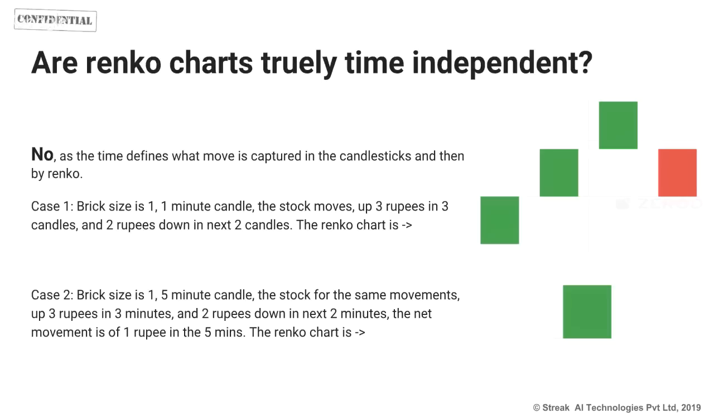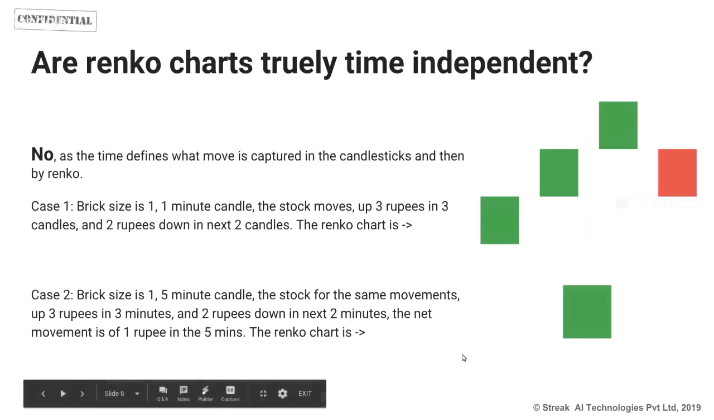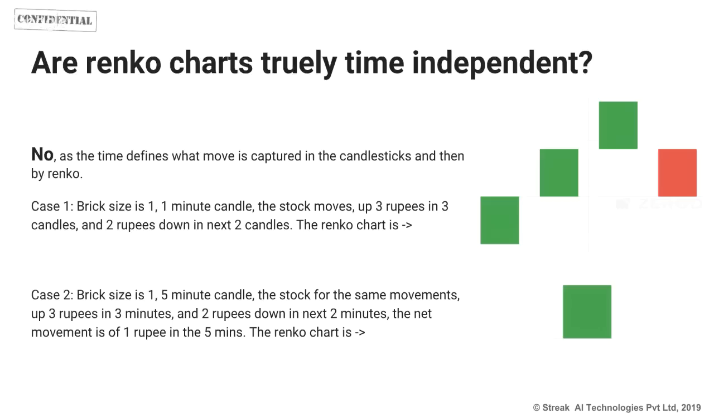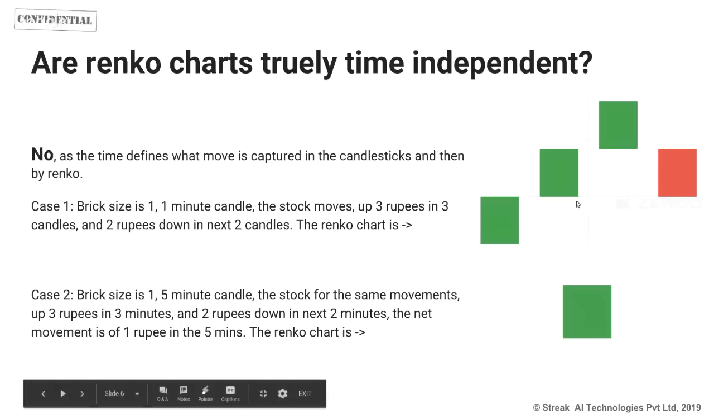So again, for those people who missed it, if the stock moves 3 rupees up in the first 3 minutes and then 2 rupees down in the next 2 minutes, and you use a 1 minute candle with one brick size, there will be three green Renko bricks formed, and then one red brick formed, correct, which is shown on the left side. Now if you just change that candle interval to 5 minute, the 5 minute candle will just be a 1 rupee green candle, correct. That will cause only one green Renko bar to form. Now the patterns look totally different, correct.